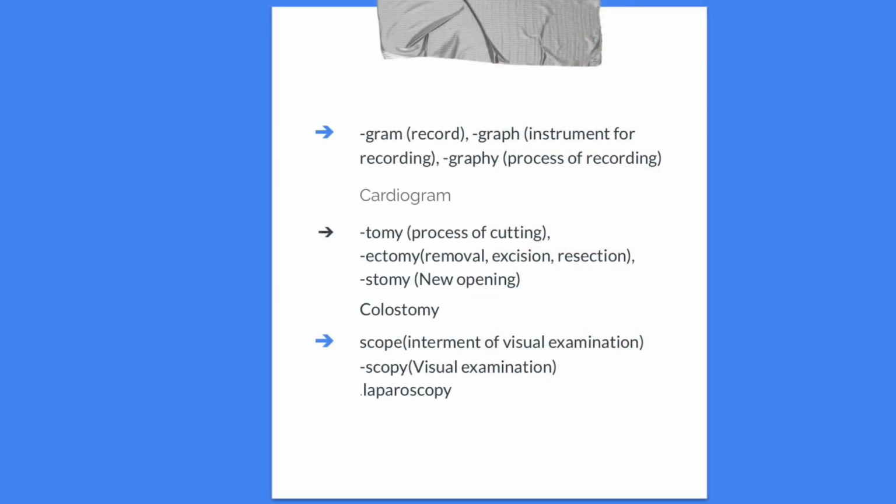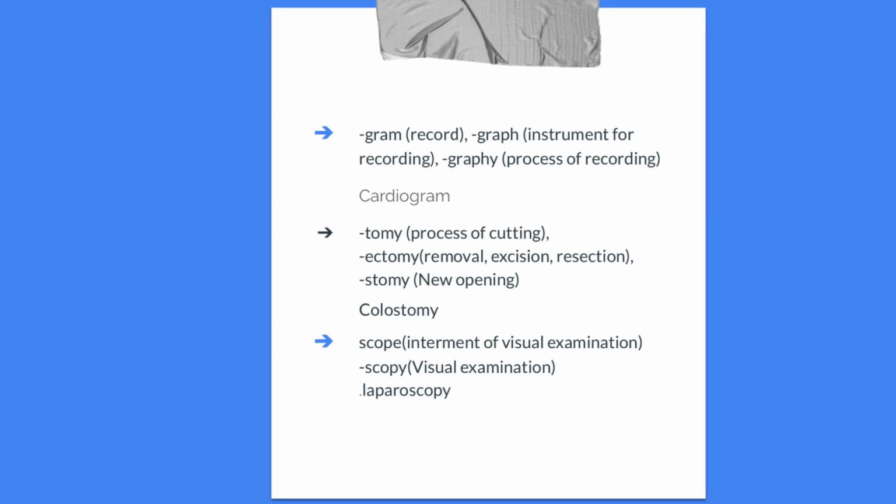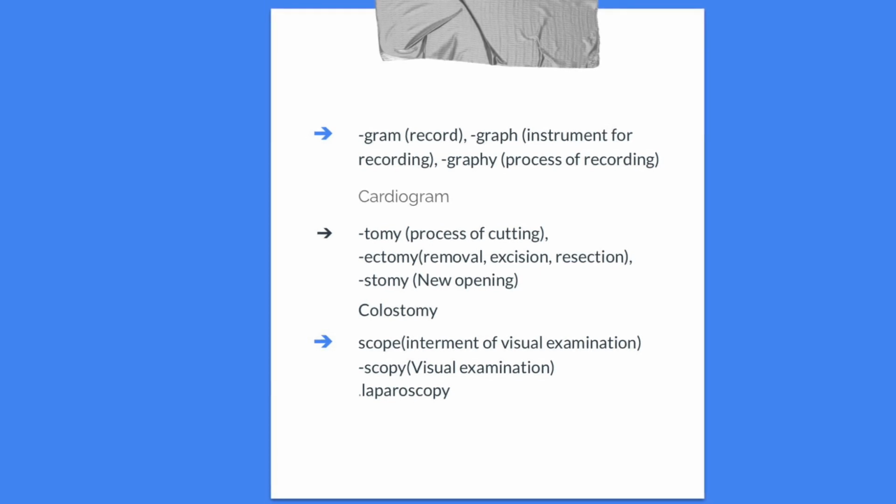Now let's look at the word cardiogram. Gram meaning record, cardio meaning heart: recording of the heart. Another example is graph and graphy. Graph is an instrument for recording. Graphy is a process of recording.